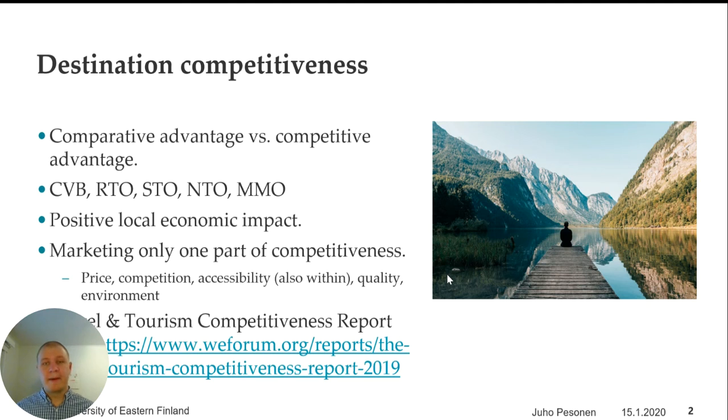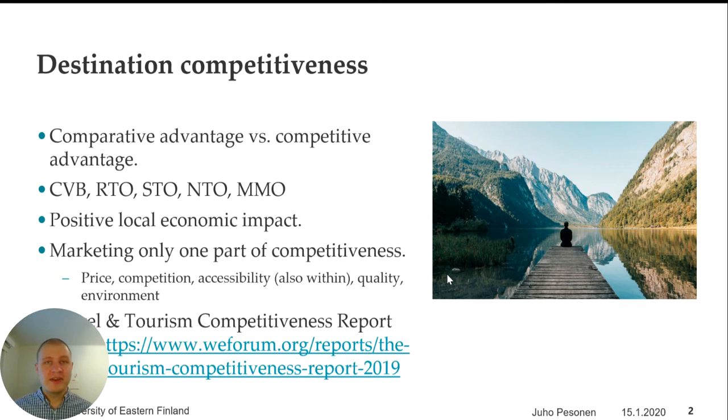The main idea of destination competitiveness is, of course, to generate bigger positive local economic impact. The more competitive a destination is, the better it is from the economic impact perspective. But we also have to remember that marketing is only one small part of competitiveness. The tourism industry and destination marketing organizations have only limited impact on competitiveness. There is so much else that is affecting the competitiveness of a destination.